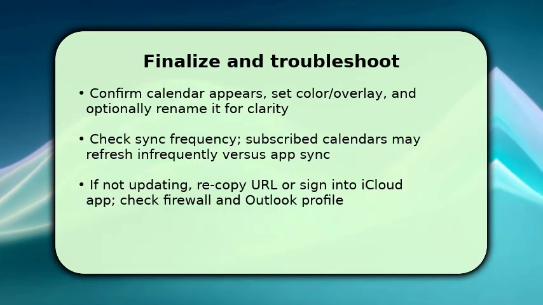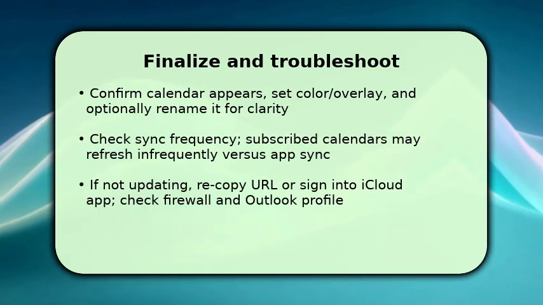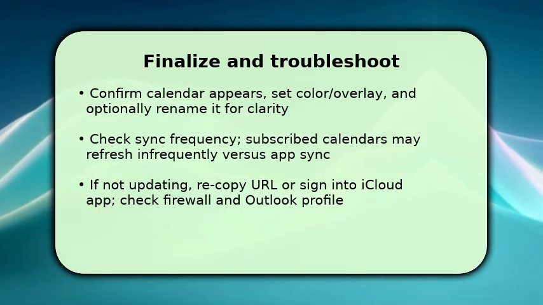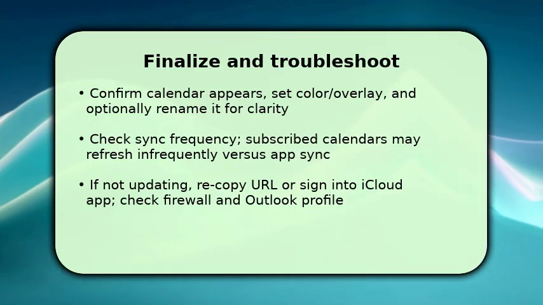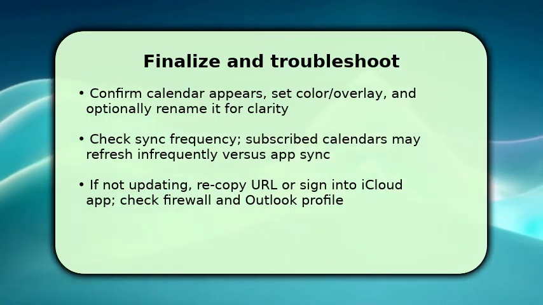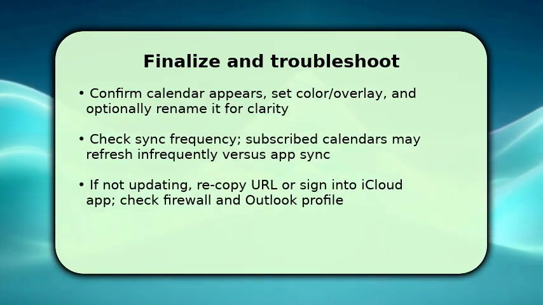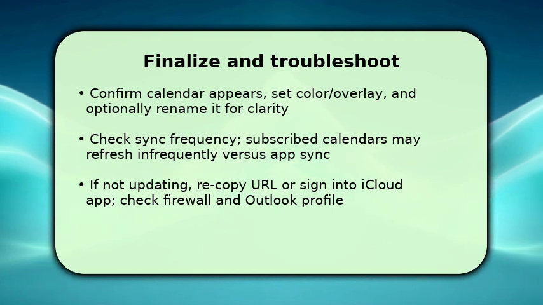Note that subscribed iCloud calendars update on Outlook's schedule and can lag. That's why the iCloud for Windows app often gives fresher, two-way updates. If the calendar is missing or stale, recopy the webcal link or reinstall or sign back into iCloud for Windows. And check that your firewall or an Outlook profile issue isn't blocking the connection.